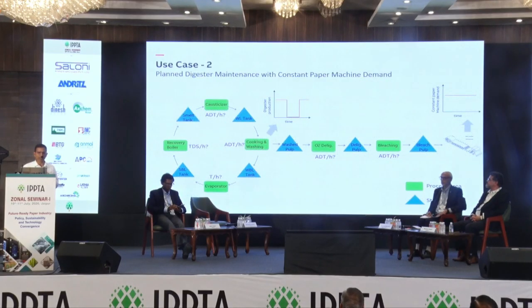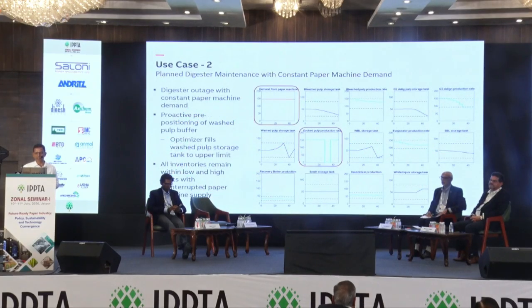Similarly, we have done another use case where there is a constant demand coming from the paper section, meaning the pulp mill has to supply a constant pulp to the paper section, while at the same time there is a planned outage in the cooking section. So the optimizer, how it coordinates the production rates, you can see here.